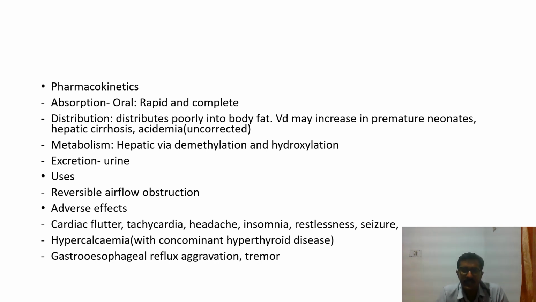Volume of distribution may increase in premature neonates, uncorrected acidemia, hepatic cirrhosis. Okay. Metabolism usually via hepatic route through demethylation and hydroxylation. The drug is excreted via the urine. Uses, as you all know, in reversible airflow obstruction.